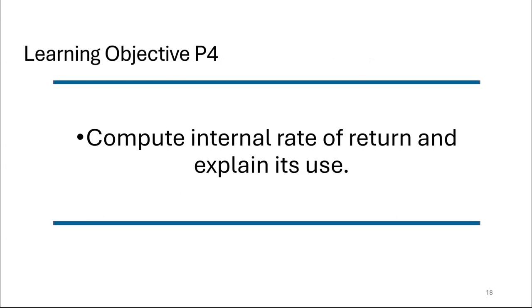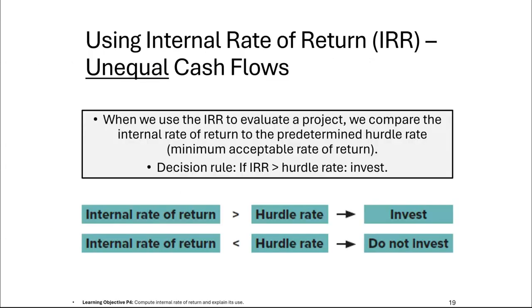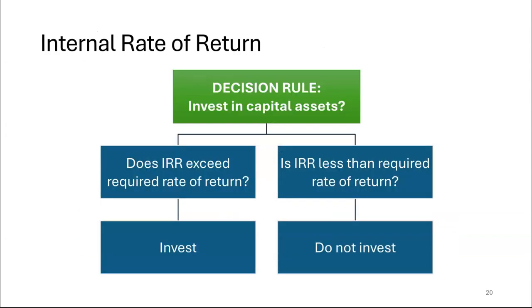So let's take a look at that. Remember, the internal rate of return, we want to see if it exceeds our hurdle rate. If it does, i.e. what do we expect return versus what it actually returns, then we'd want to do the investment. If not, we would not. So again, does internal rate of return exceed required rate of return? If yes, you would invest.